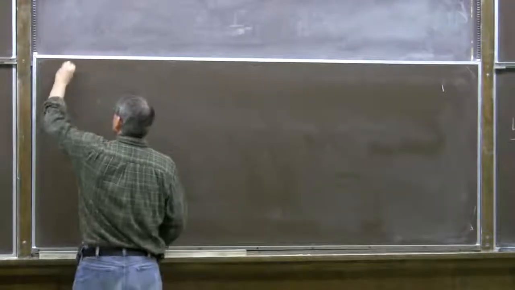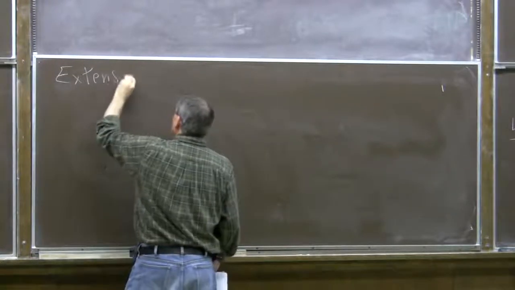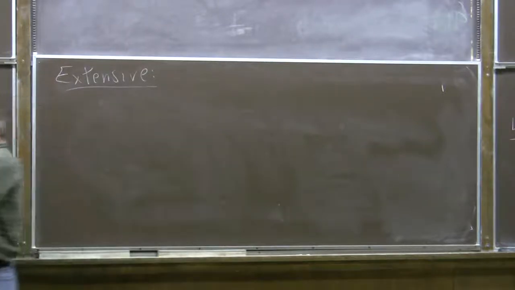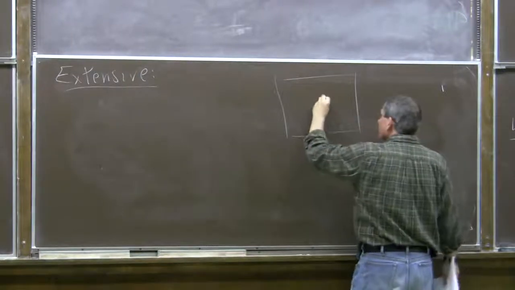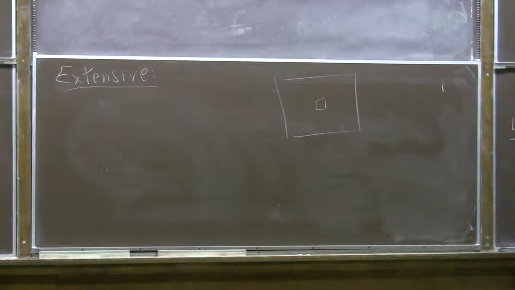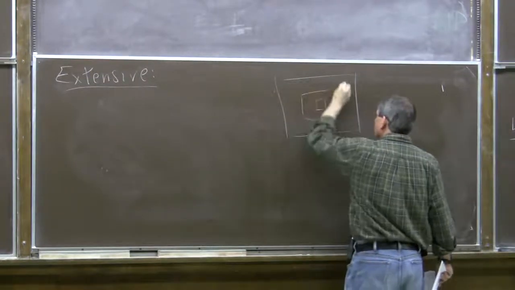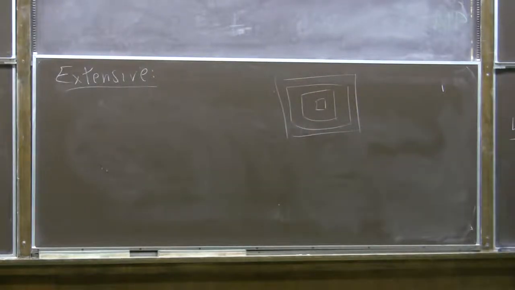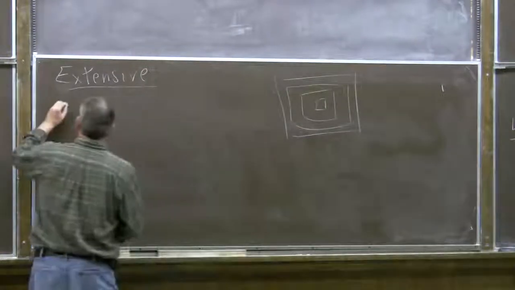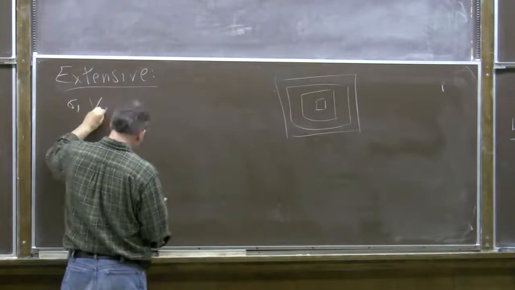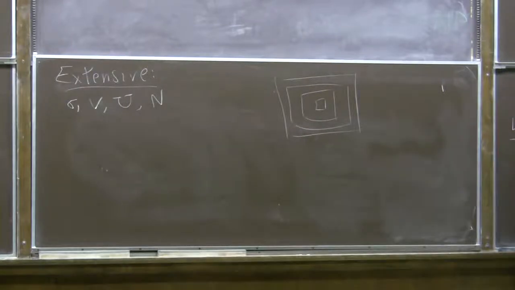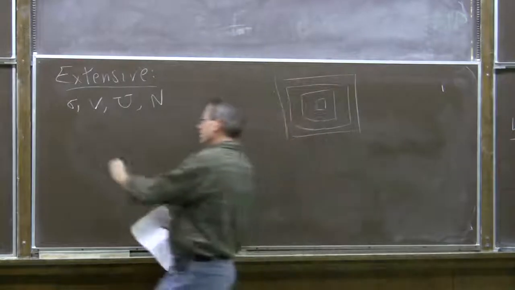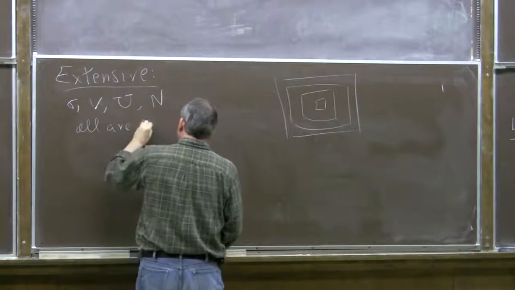Well, let's remember the distinction between extensive and intensive quantities. So extensive quantities have a value which scales linearly with the system size. So here's a big system. Actually, let's suppose I consider a small subsystem, a box that contains part of the system, and then I let the box get bigger and bigger. Okay? Then the extensive quantities are, for example, entropy, volume, energy, number of particles. All of them scale linearly with system size, the volume, or the number of particles. So all are proportional to n.